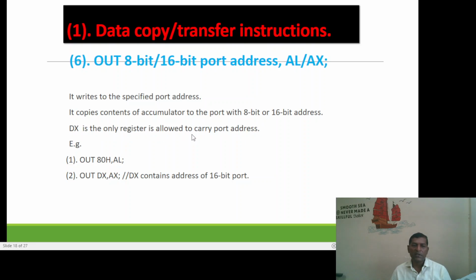DX is the only register which allows carrying the port address. The examples are OUT 80H, AL. The contents of the AL register, whatever is available, will be provided to the device which has the port address 80H. The contents of AX will be copied, or provided, to the port address in DX, with the example OUT DX, AX.